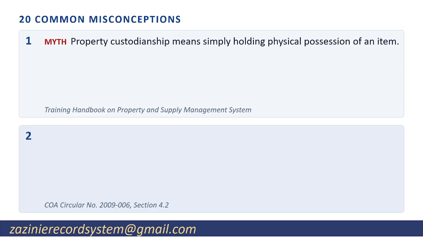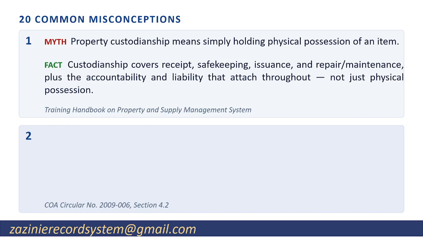20 Common Misconceptions. Number 1. Myth. Property custodianship means simply holding physical possession of an item. Fact. Custodianship covers receipt, safekeeping, issuance, and repair or maintenance, plus the accountability and liability that attach throughout, not just physical possession.